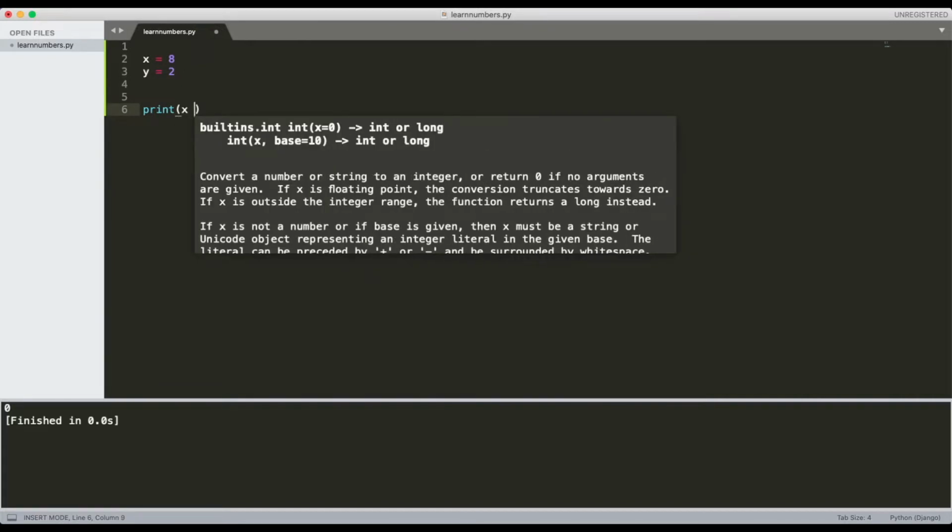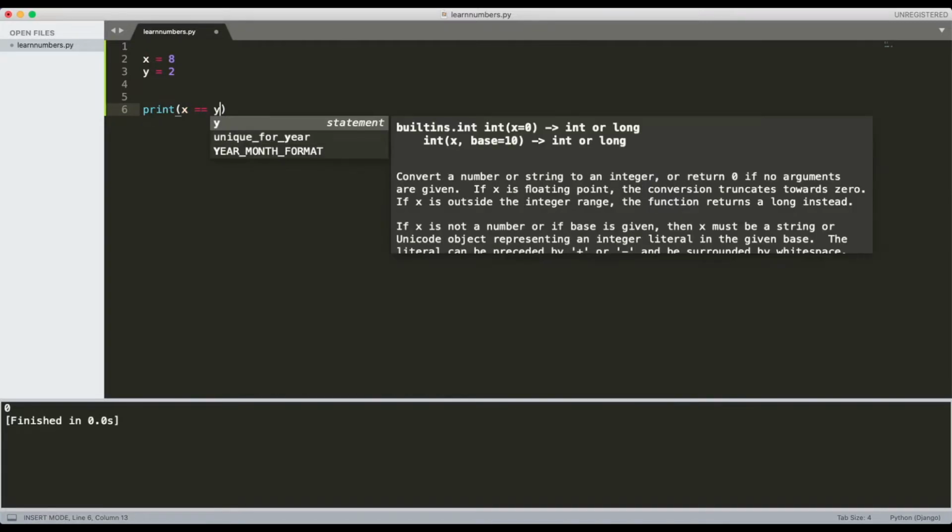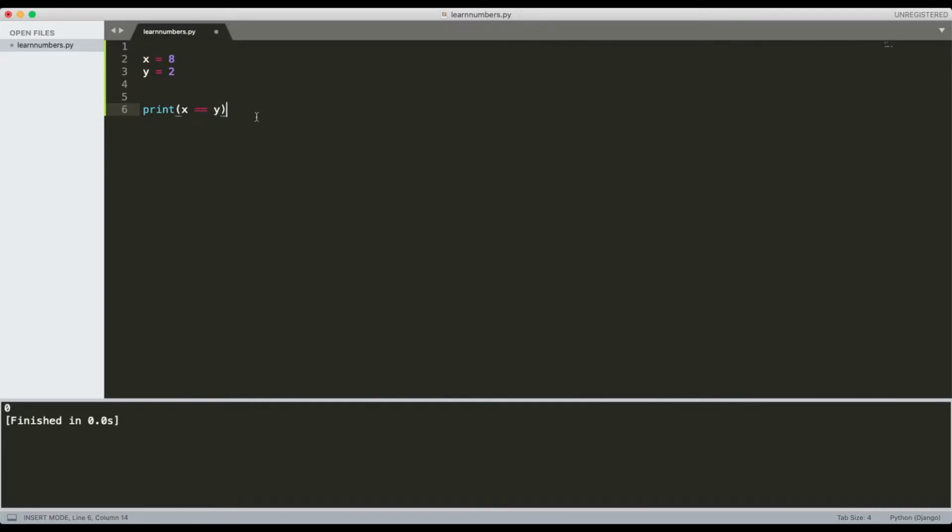So if we wanted, one very common comparison operator is equal. This is just checking, hey, is x equal to y? This would be no, because x is not equal to 2. So this would give me back false, right? Which makes sense. So if we did 2, this should be true, right?